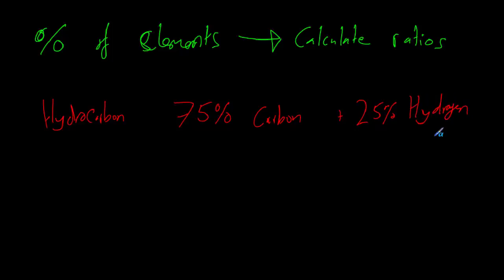So that is by mass. Obviously percentage composition is by mass, not by numbers. From this we can work out the empirical formula of this compound. And the way we do it is we play a little trick. We pretend that we have 100 grams of the hydrocarbon.